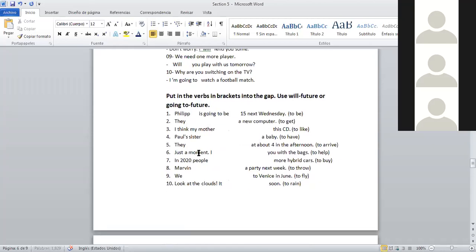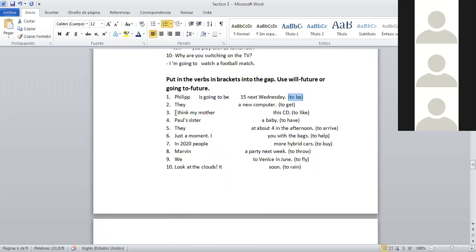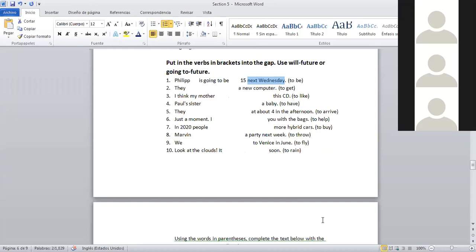Now, in this one, put in the verbs in brackets and try to use will or going to. Is that clear? Example number one. Philip is going to be 15 next Wednesday. Why? It is already being planned, already being prepared, right? It's not spontaneous, it's not an opinion. He is going to be 15 next Wednesday, it is for sure. That clear? Now I'm going to break you into groups so you can start.